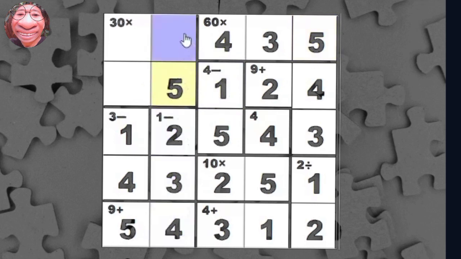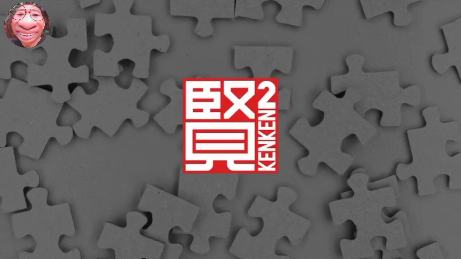And to complete this row, we can put 1 here. And since these two numbers are pretty much obvious, we can fill it in respectively. Put in 2 here, and the number 3 here. And that is how we can solve a Ken-Ken puzzle.